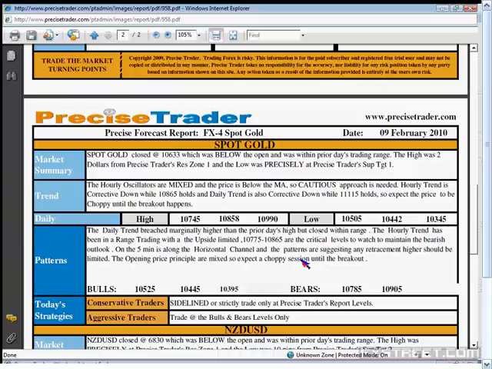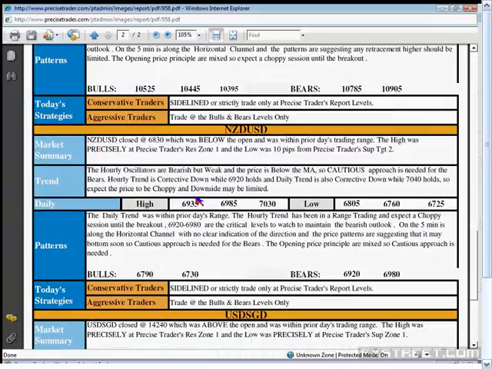So after that, you have section 2 or page 2. This is where we tell you what to look forward to and what is to be expected in the market. So this market summary here says, based on our report, what has happened the day before. It says closed at 68.30 and was within the 5-day trading range.